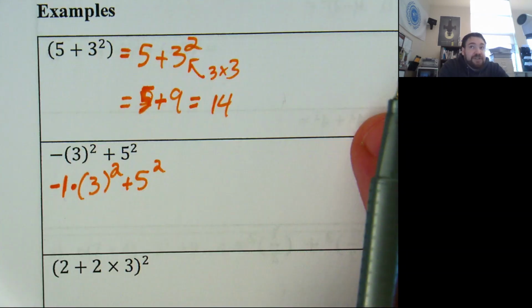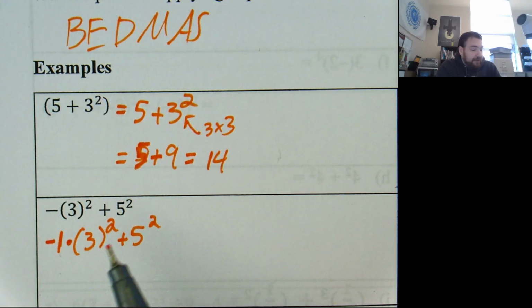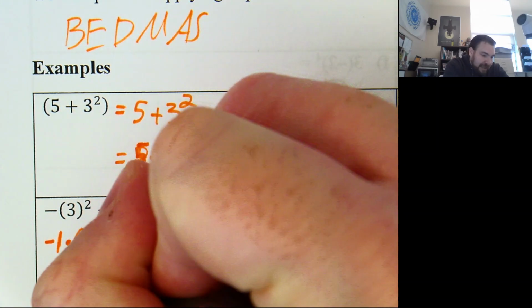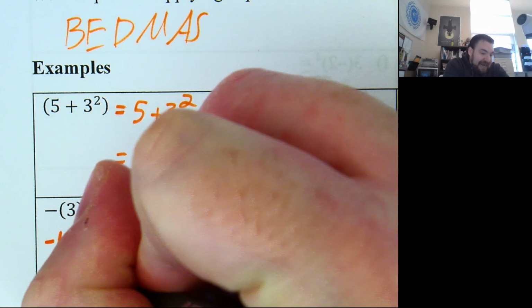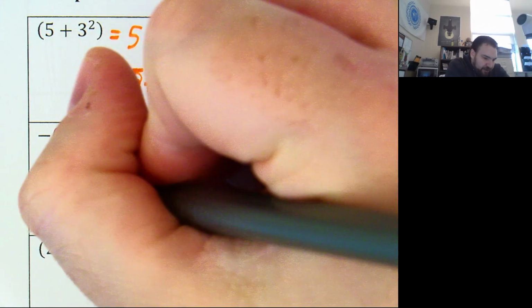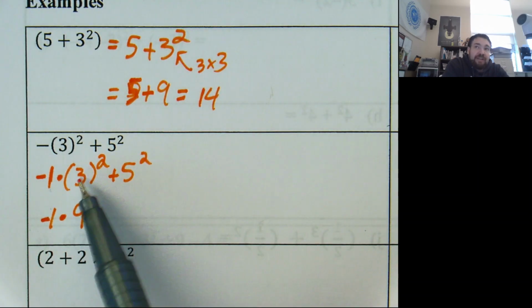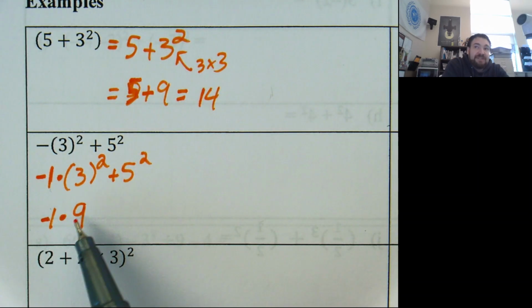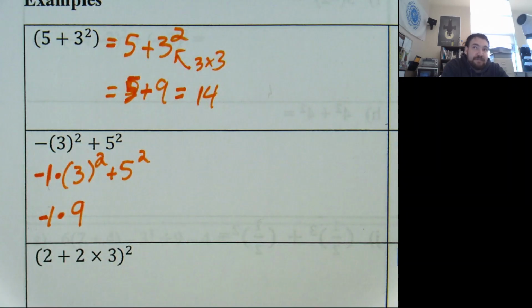So we can do it in our heads, or we can punch it through a calculator. 3 squared is 9. And I'm still multiplying by that -1. This piece here is the only thing that we've done here. We've got -1 now times 9. That's what that minus sign up front means.